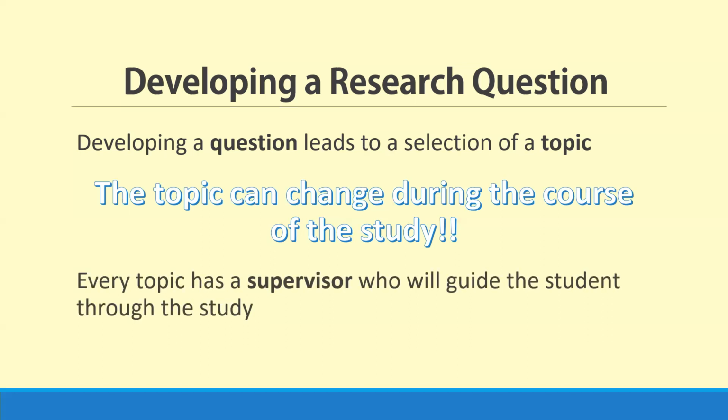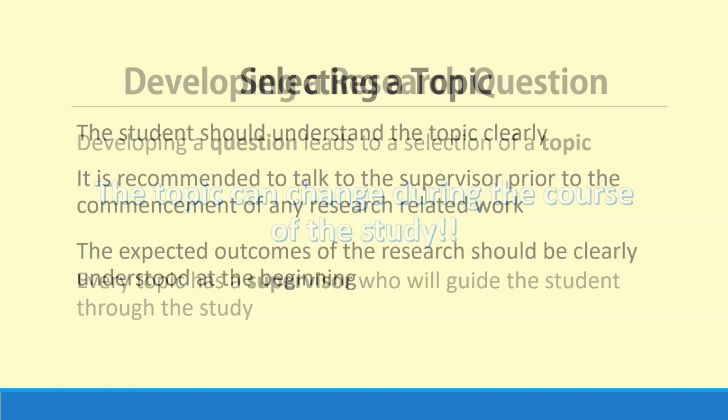Right? So at the undergraduate level, every topic will have a supervisor because the students are doing a research for the very first time. Therefore, you need help from an external party to complete the research in a satisfactory manner. So undergraduates will have a supervisor, and most probably they'll be given a topic so that they can start the research right away.